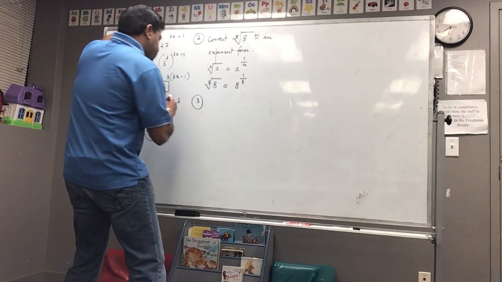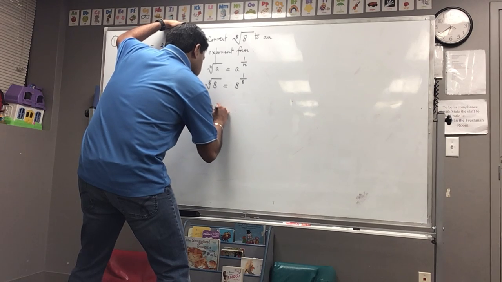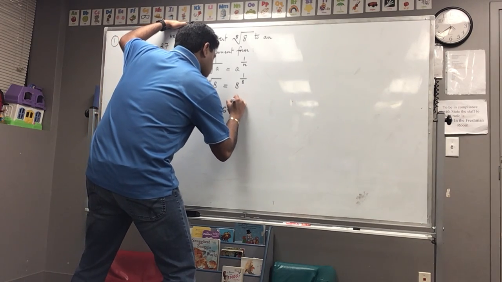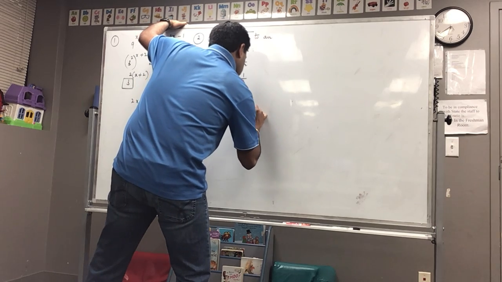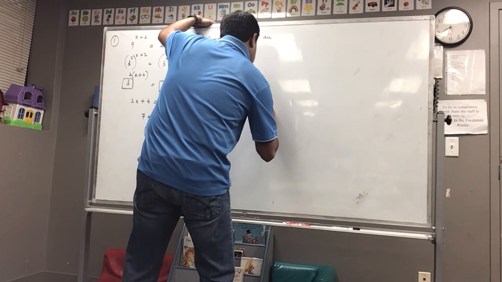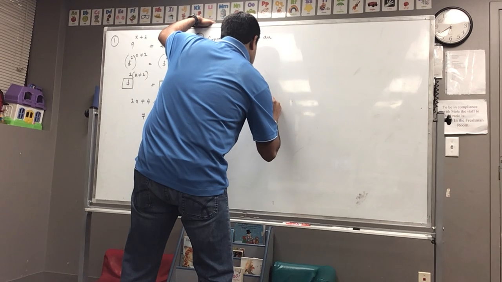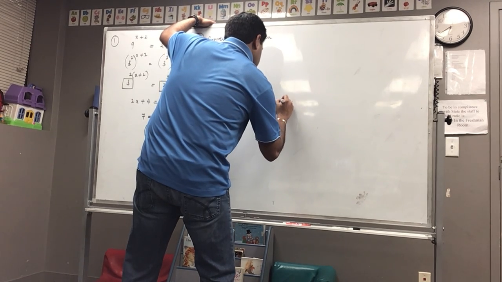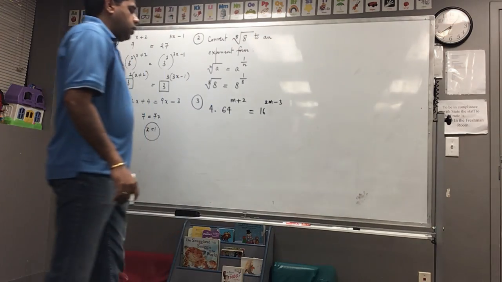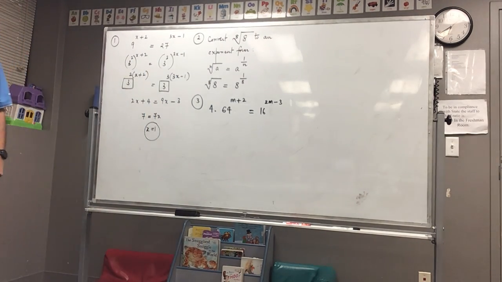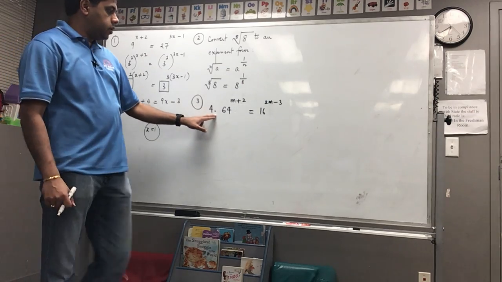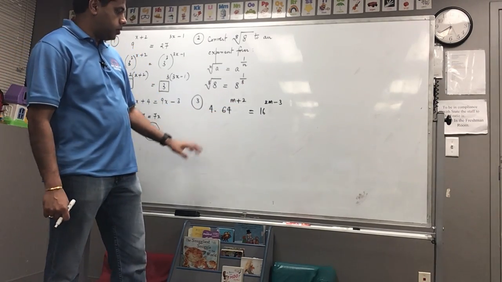Question number 3. Solve for m. Is that 4 part of the problem? 4 times 64 raised to m plus 2. Yeah, it's a part of the problem.